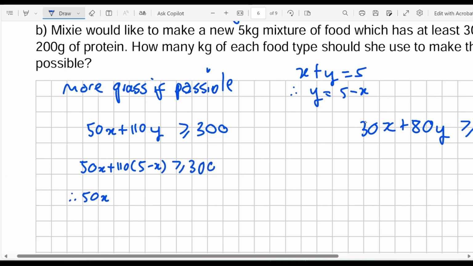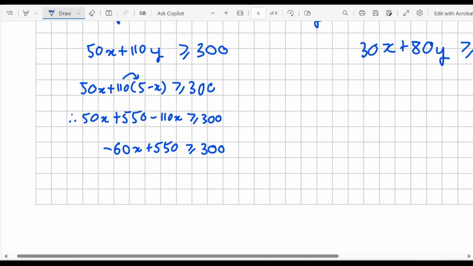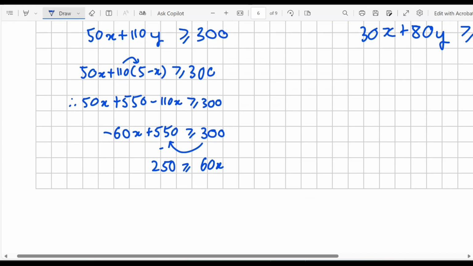If we expand it, I've got 550 take 110x has to be greater than 300. So we can collect like terms on this side. That would give you minus 60x plus 550 is greater than or equal to 300. Now I would want to move the 60x over here so that it was positive. So we're going to get 60x here and move the 300 there to subtract from 550. So you've got to get 250. 250 is greater than or equal to 60x.